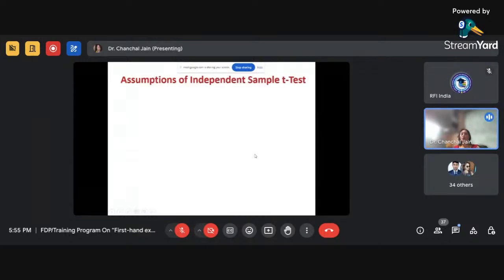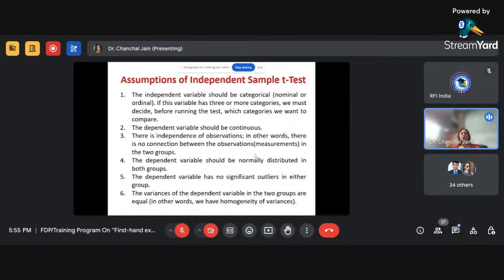Now talking about the assumptions of the independent samples t-test. There are 6 assumptions which you can find on the slide. The first one says the independent variable should be categorical. That is, it should be a nominal or ordinal scale variable. If this variable has 3 or more categories, we must decide before running the test which categories we want to compare. So for the independent samples t-test, we need one independent variable that is categorical.